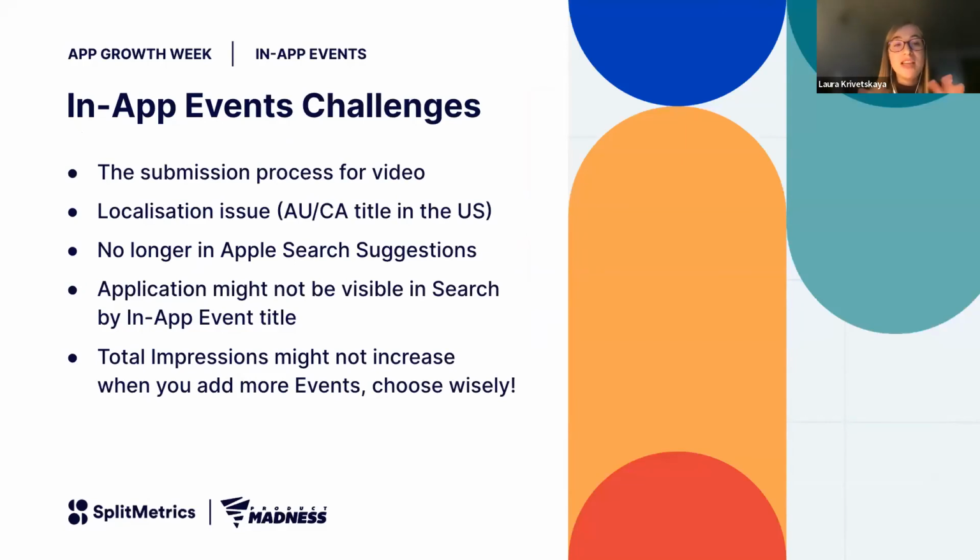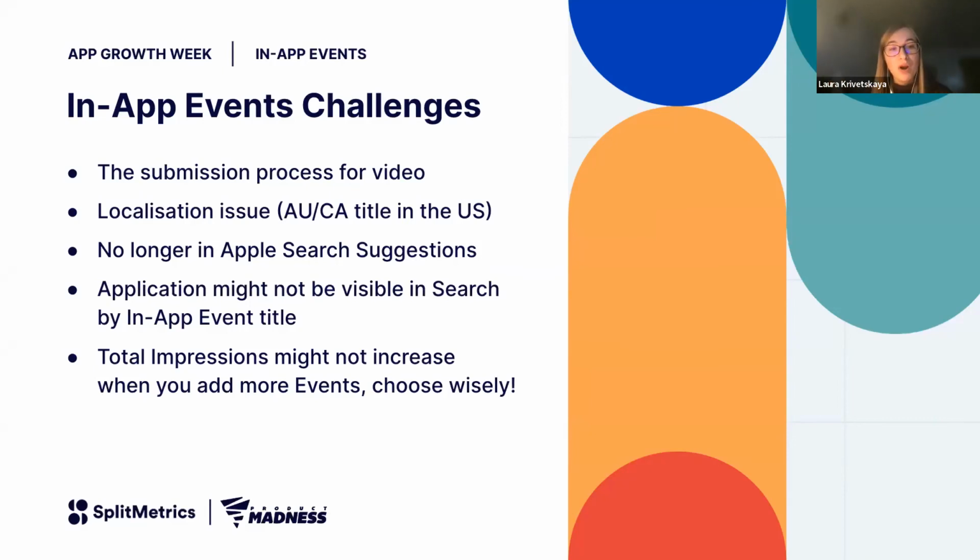In terms of challenges, as I said, it's pretty tricky in terms of the submission of the video, and localization as well. We noticed that some titles become visible in the United States instead of the actual United States title, no longer in app search suggestions, unfortunately, but still it's worth trying because probably for seasonality, your app event might still appear in search results, right? Also, as I said, the application might not be visible in search by your in-app event title. So you should double check and be quite patient.